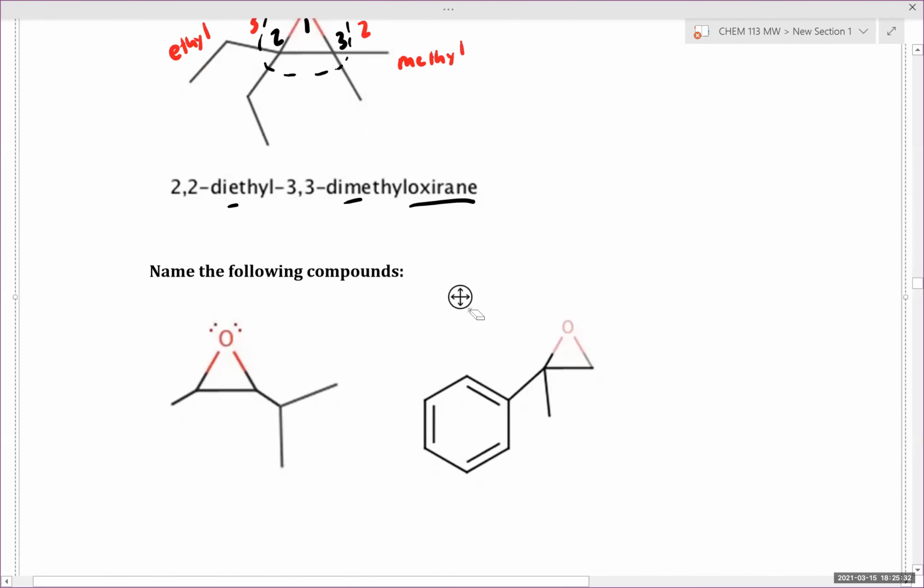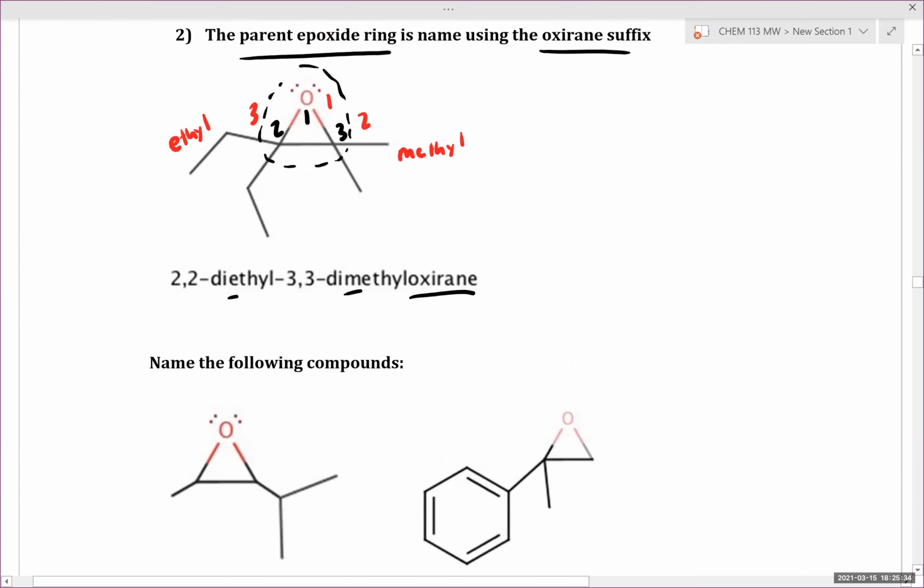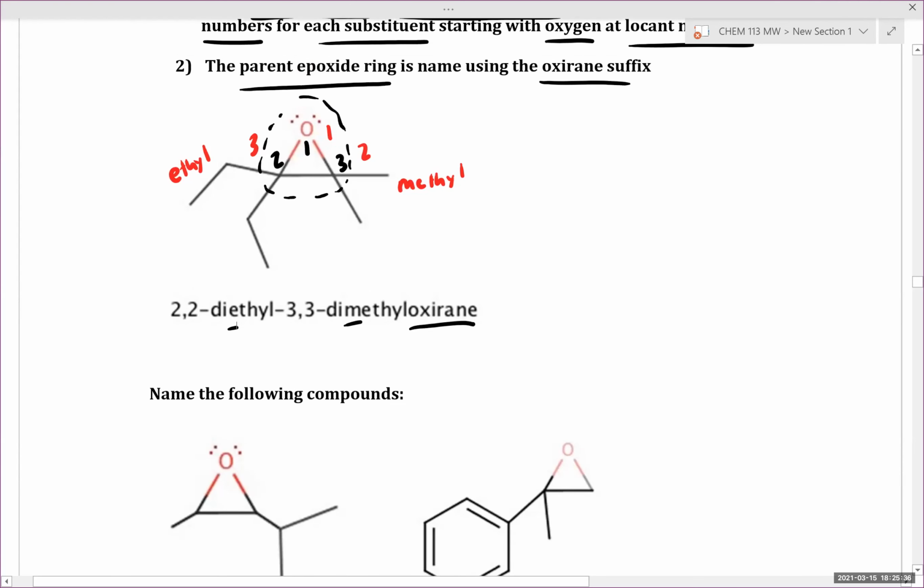Wait, I have a quick question. Yep, go ahead. So I'm just thinking this through. You could only really ever have 2 substituents on each of those, right? Because the oxygen is 1, and then it would be 2 and 3. There wouldn't ever be any more. That's correct. Okay, just making sure.